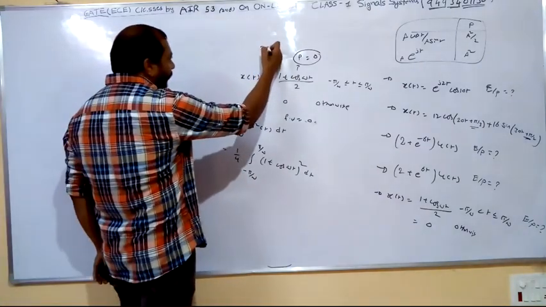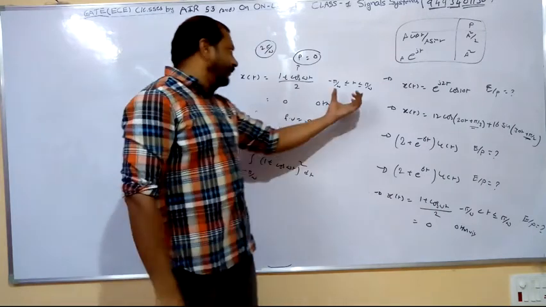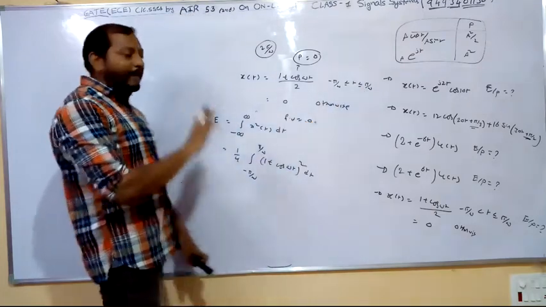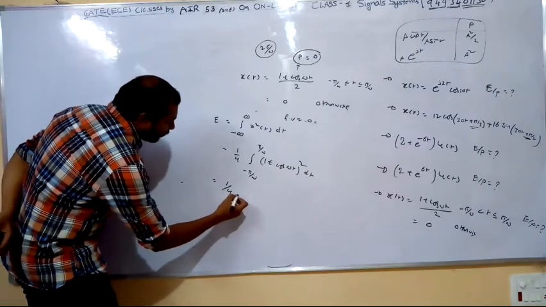What is the period of the signal (1 plus cos omega t) by 2? The period is simply 2 pi by omega. The range of the signal they have given is equal to 2 pi by omega only.